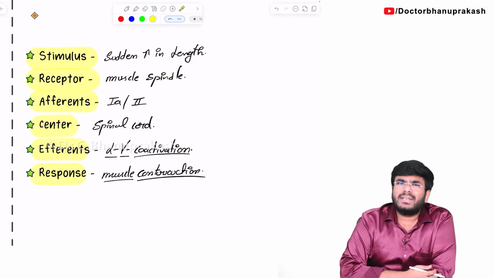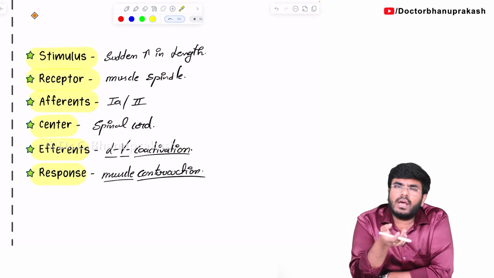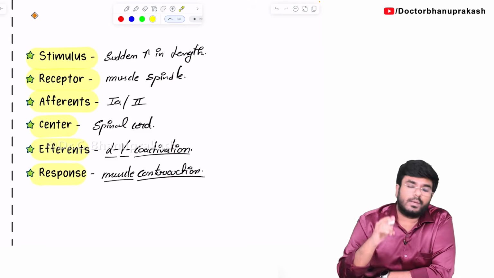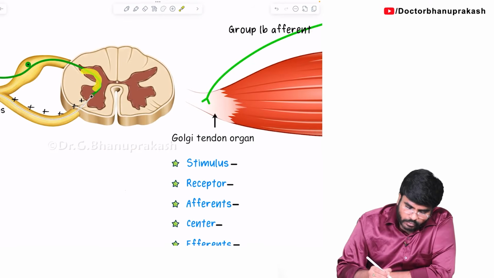Any interneurons here? No. Directly the 1A fibers are synapsing onto the alpha motor neuron. There is no interneuron. So that's why it's an example of a monosynaptic reflex. You can see only one synapse.